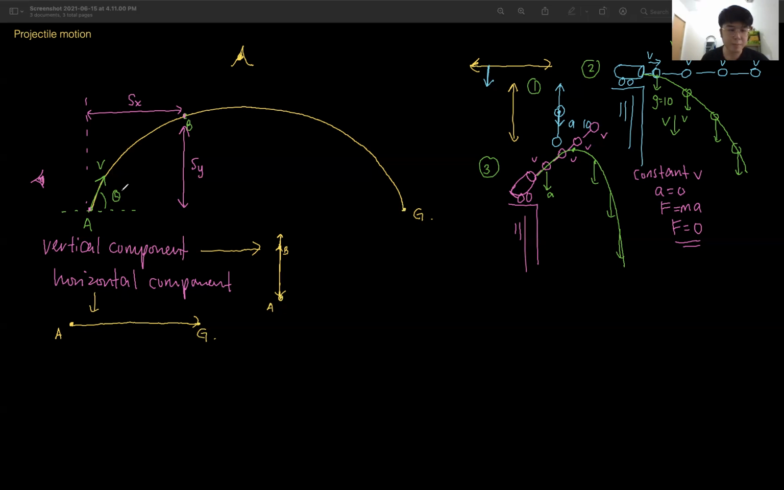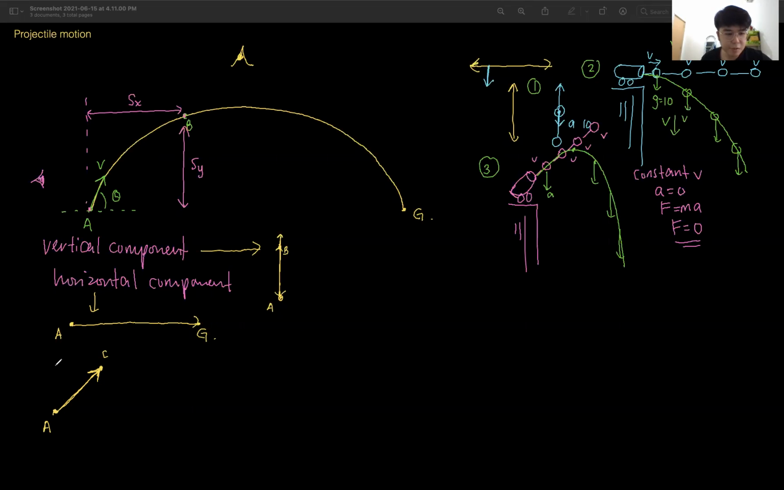Now, understand so far what we have said. Understand that projectile motion has two components of motion. One is the horizontal, one is the vertical. Even the velocity that you throw with is along the line of the trajectory. Now, from A to this point, let's call it point C.